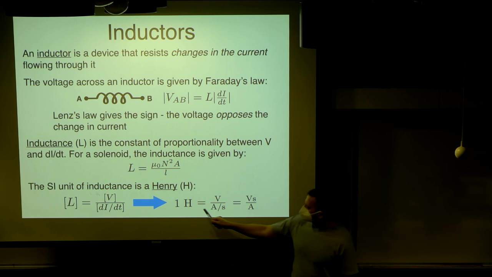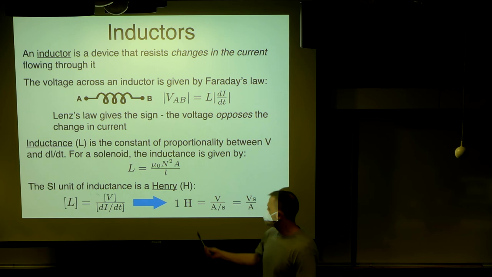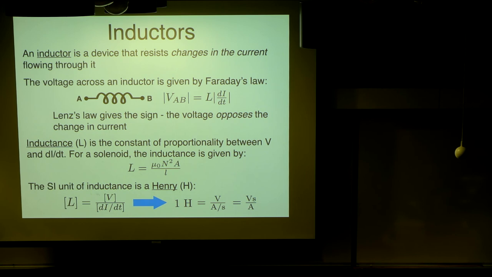Okay. So in practical terms, if you have a circuit and you have inductors in that circuit, they're usually going to be rated at, you know, X number of Henrys. Okay, that's typically what we use. All right, questions on this?